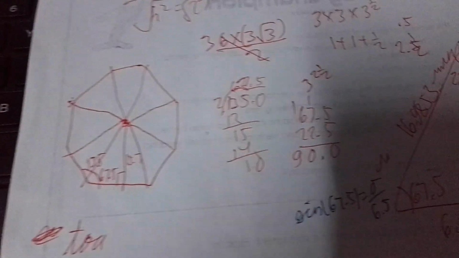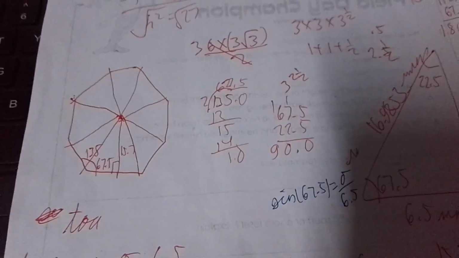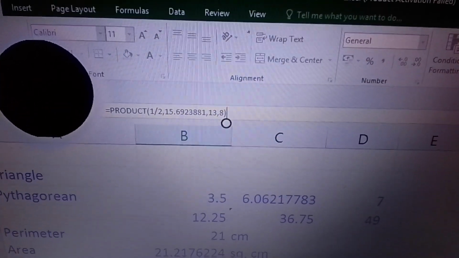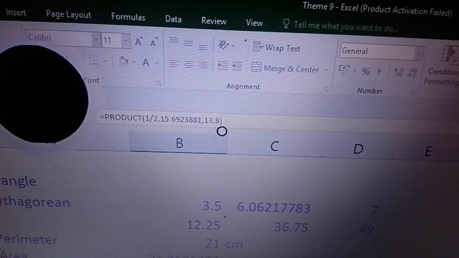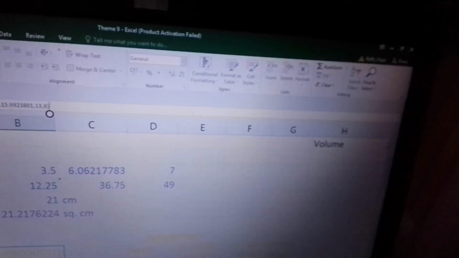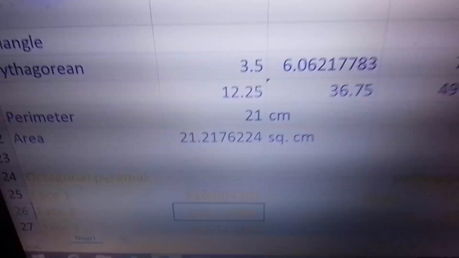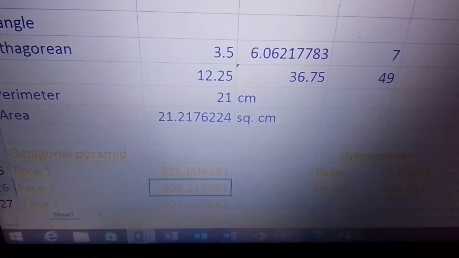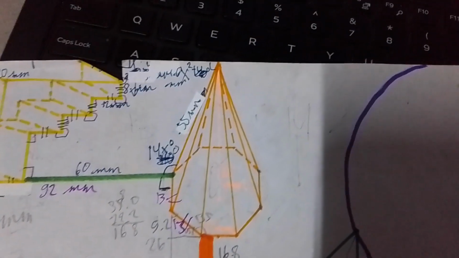So therefore, to get the area of the base, ito na yung ginawa namin. Remember, to get the area of the base, we did this, 'di ba? Ito yung base namin. Nasaan yung base? Yan, we did the product of multiplying 1/2 times 15.629 something, and then times 13 times 8, which is the perimeter. So that's how you get the area of the base. And the area is 816.004 square millimeters. Yan, so that's the area of the base.